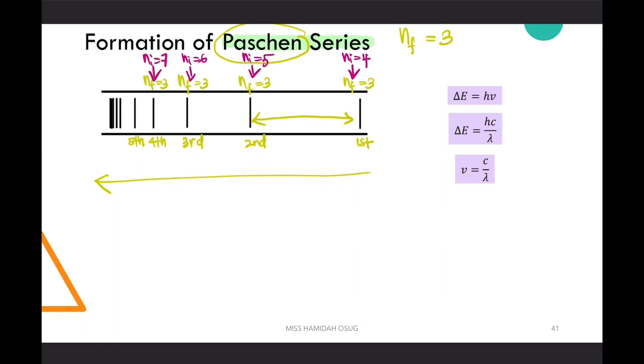Bila kita compare delta E untuk the first line and the fourth line, so delta E untuk the first line sebenarnya adalah kecil, manakala delta E untuk the fourth line adalah sangat tinggi. So daripada kanan ke kiri, delta E akan meningkat, frekuensi akan meningkat, dan wavelength akan menurun.